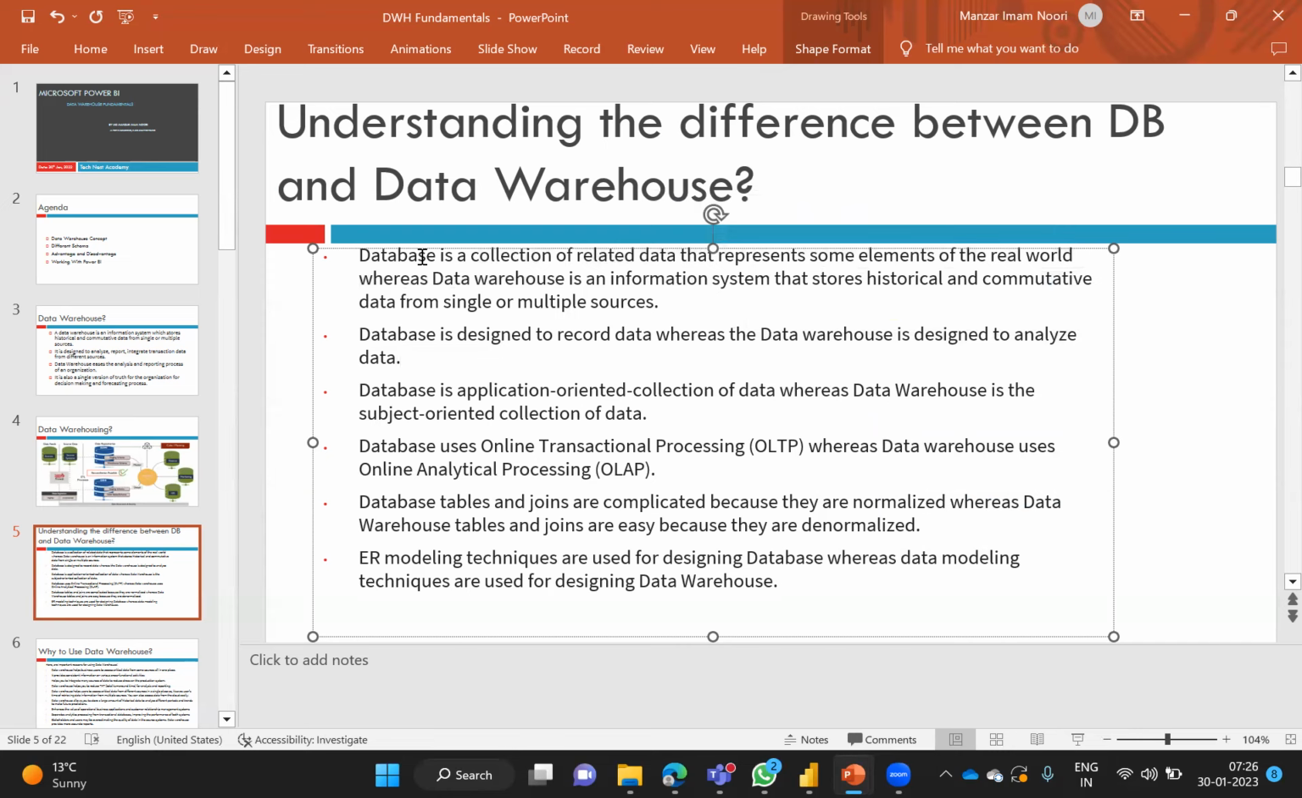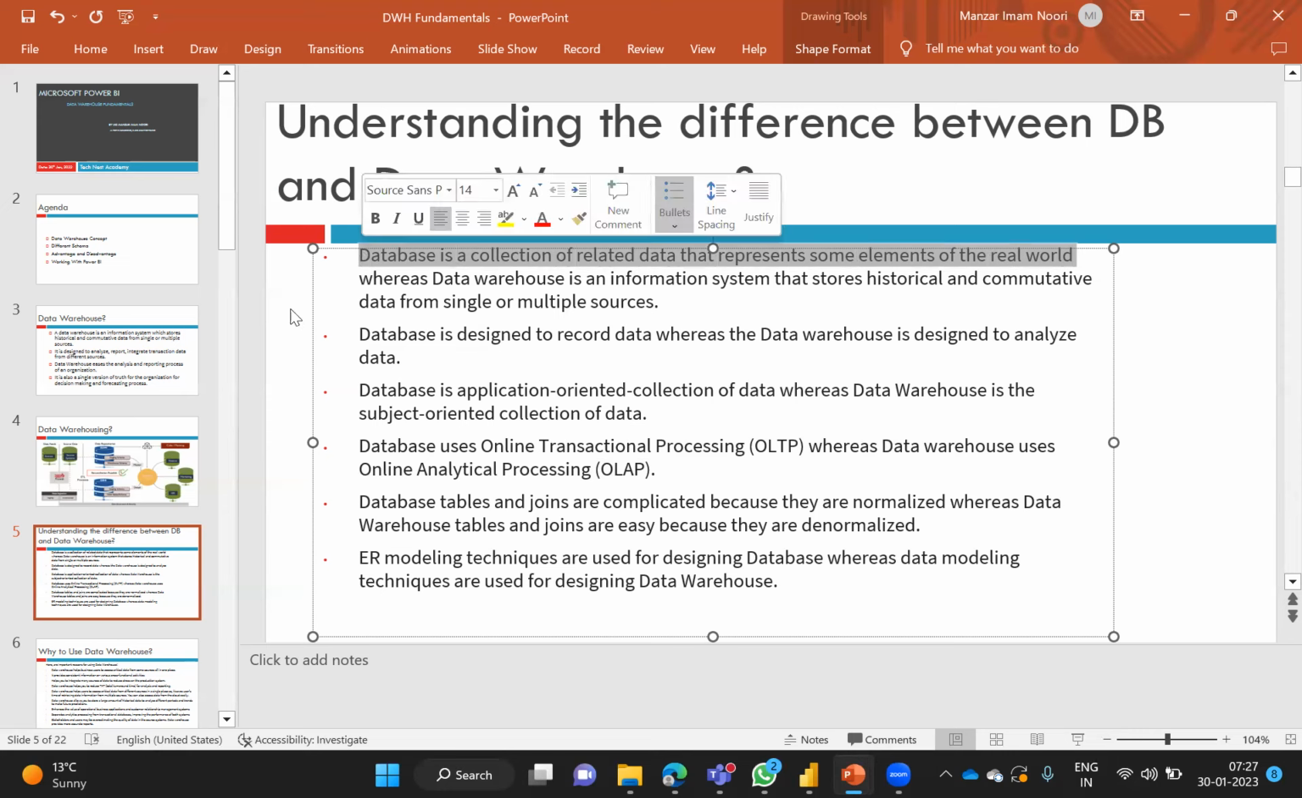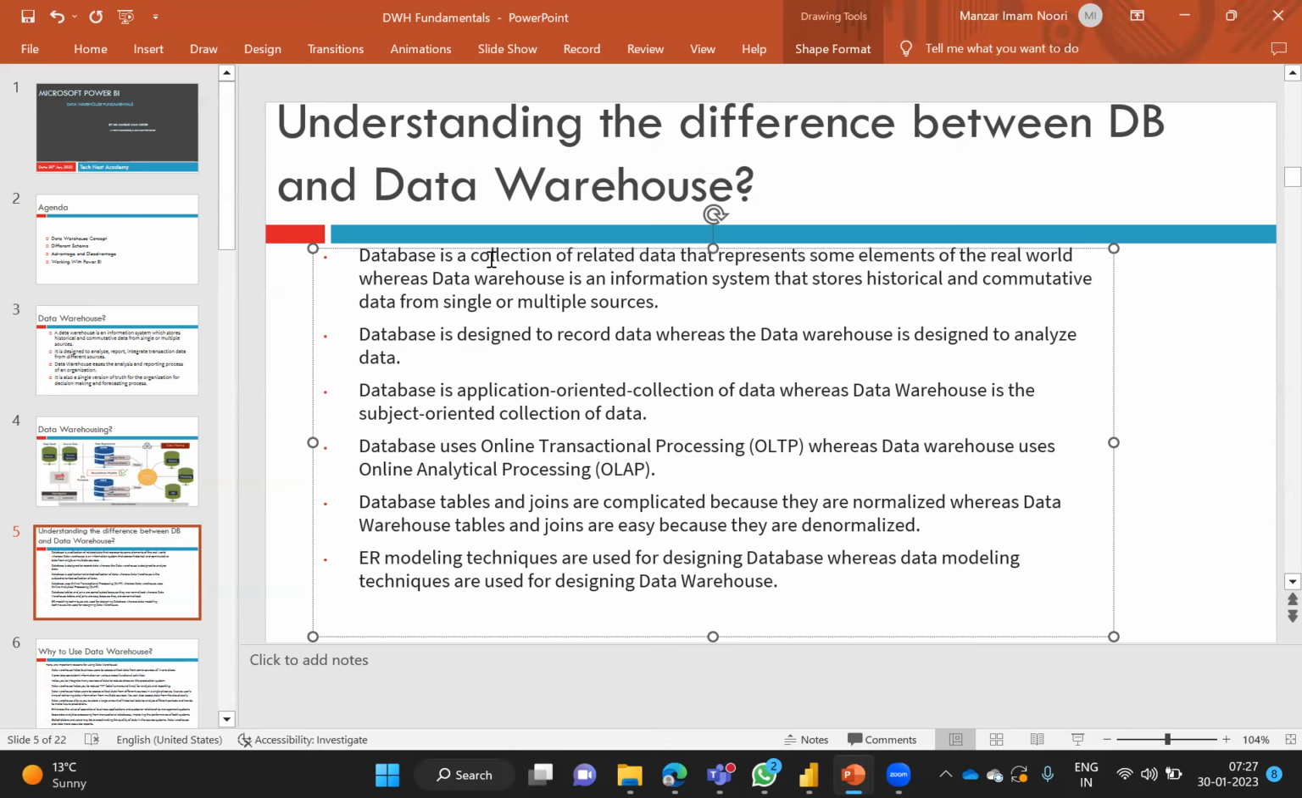right? Whereas a data warehouse is an information system that stores historical and cumulative data from single or multiple sources. Here in the database, suppose you are working on an airline ticket booking system, right? So you have applications where you are booking a ticket. That will represent the database; it will be using the database.